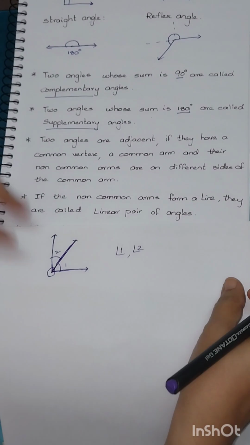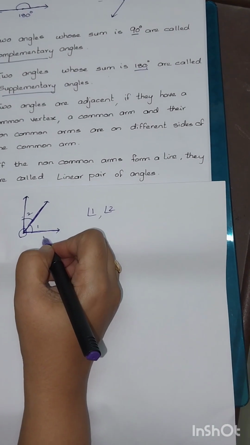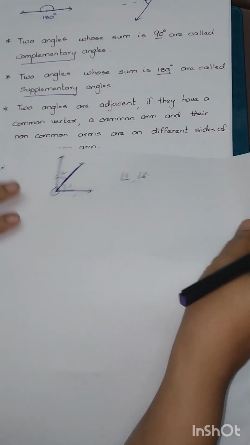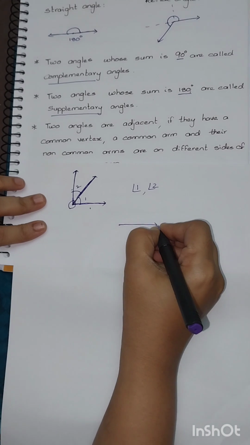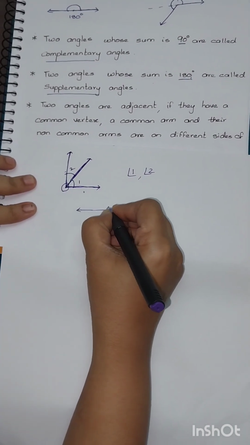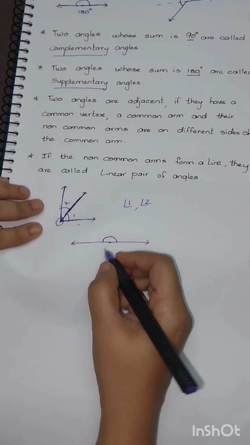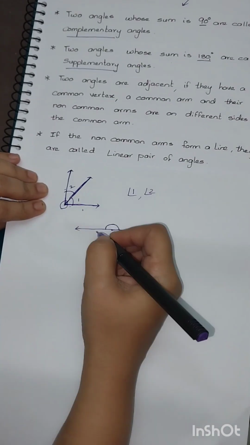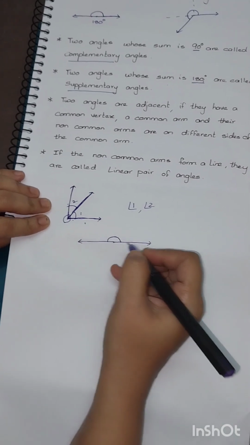Okay. Now, next point. If the non-common arms form a line, they are called a linear pair. If the non-common arms form a line, that is AC. This is one angle, this is one ray, and this is one other ray, AC. This one is called a linear pair. The non-common arms form a line, they are called a linear pair of angles.